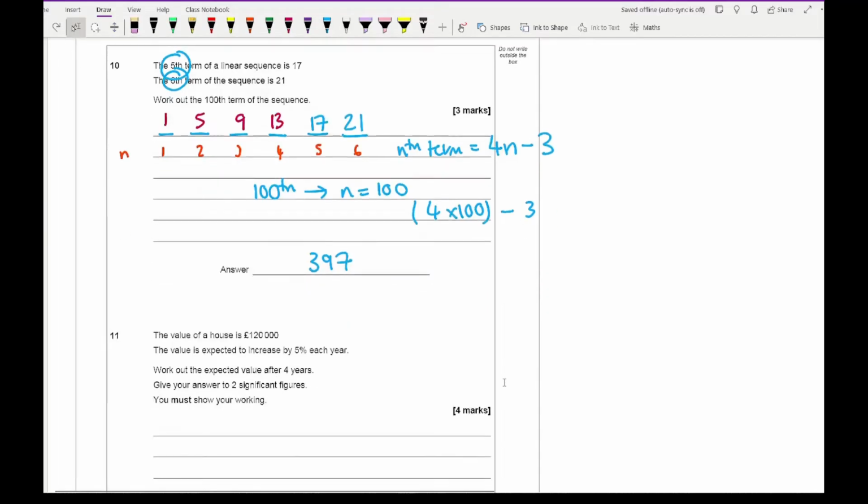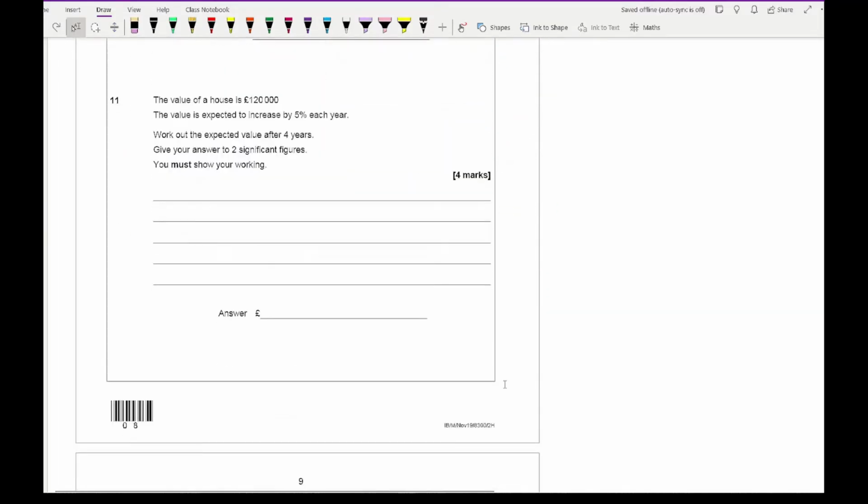So then we'll move on to question 11. So question 11, it says that the value of a house is 120,000. The value is expected to increase by 5% each year. Write down the expected value after 4 years. Give your answer to 2 sig fig.